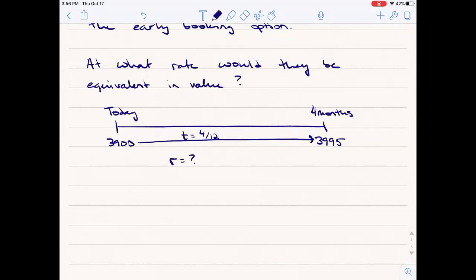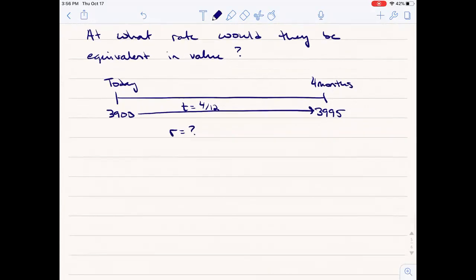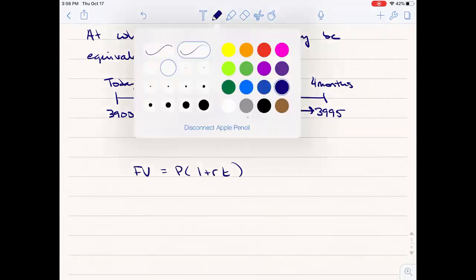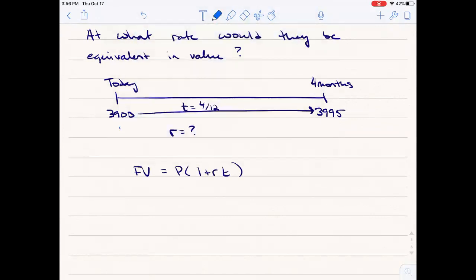All right. So I know my future value, I know my present value or my principal, I know time, so now I can go through and I can solve for R. So I know that future value is P times 1 plus R times T. And just to emphasize it, because we're just starting with this stuff, this is P and this is the future value.